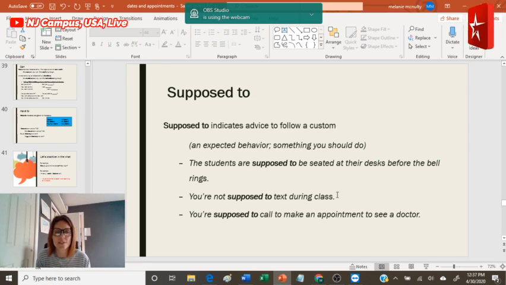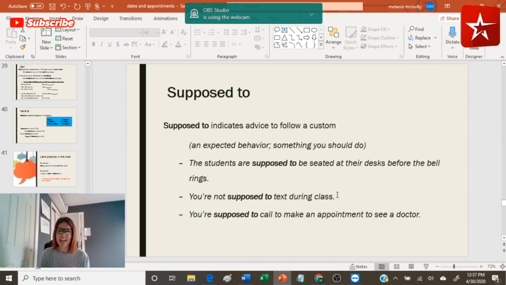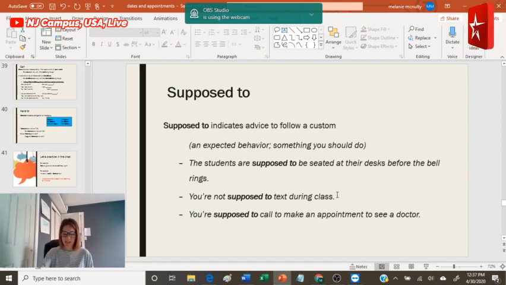So let's look at some examples. The students are supposed to be seated at their desks before the bell rings. Okay, it's something that they should be doing. You're not supposed to text during class. Okay, you shouldn't do it. You're not supposed to. You are supposed to call to make an appointment to see a doctor, right? You should call. It's not good to just walk into the doctor's office. You're supposed to call first. You should call first. Okay?